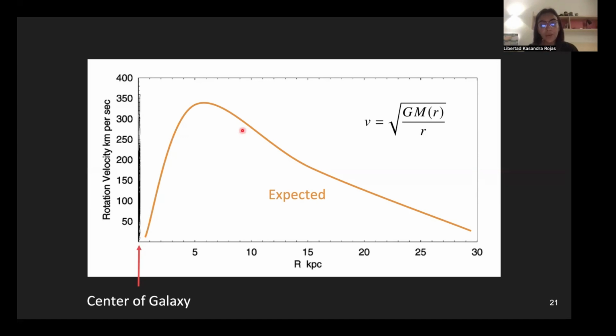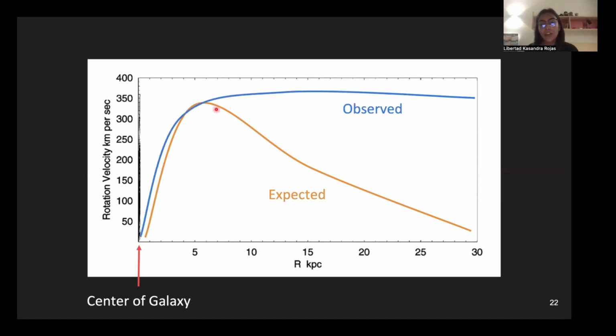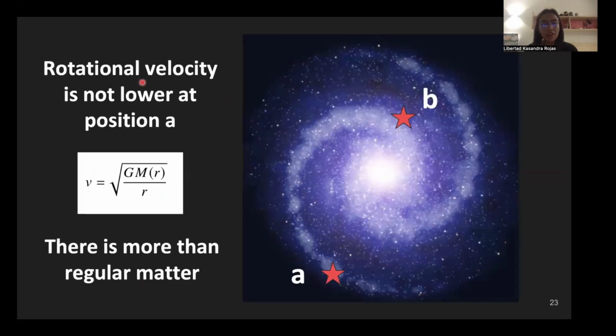Now, what was actually observed was something like this. Instead of seeing a decrease in the rotational velocity the farther away you are from the center of the galaxy, it was observed that the velocity remained pretty much constant. So this is telling us that the rotational velocity is not lower at position A. Here, star A will have a similar rotational velocity as star B.